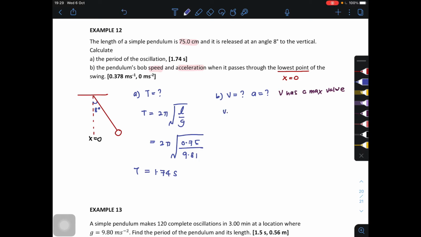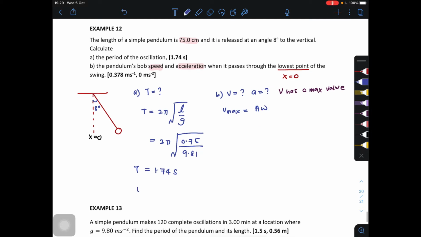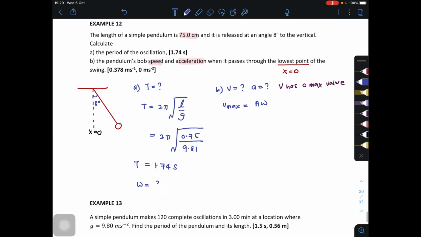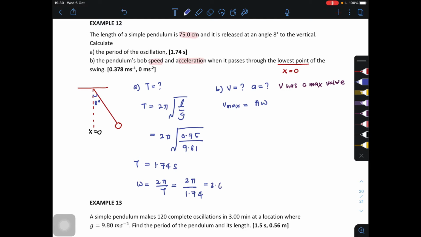So here we want to find V max, where V max is equal to A omega, amplitude times angular frequency. The angular frequency we can find because we have the value for the period. So omega is 2 pi divided by T, let me check it real quick. Okay, equal to 3.61 radian per second.